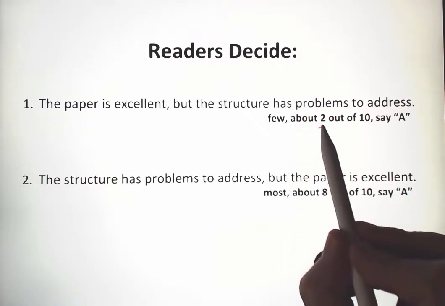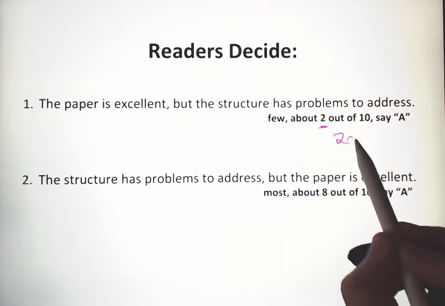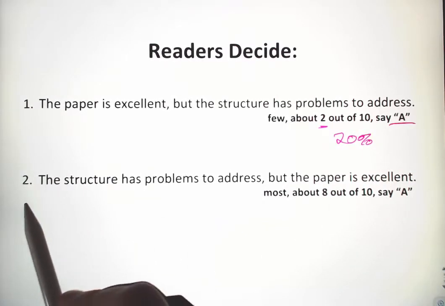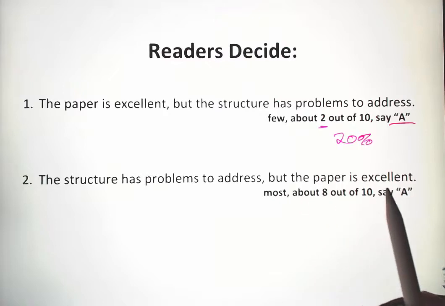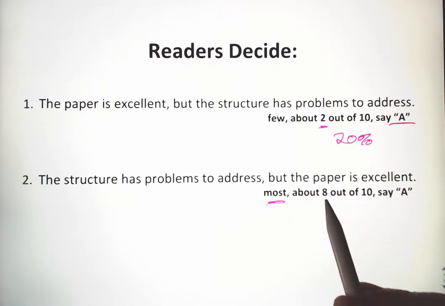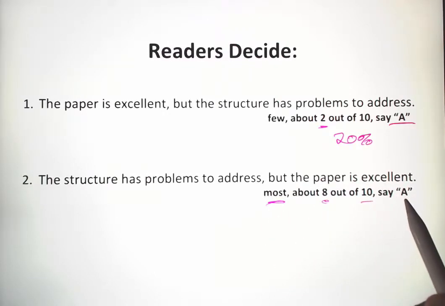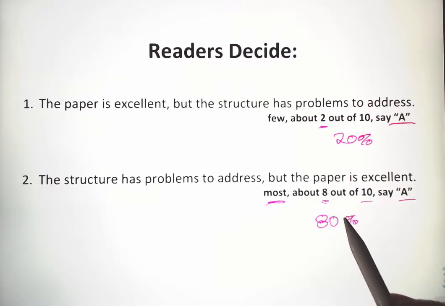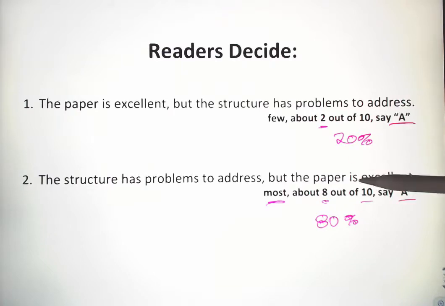Relatively few, about 2 individuals out of 10, 20%, say this paper gets an A. The structure has problems to address, but the paper is excellent. Most, about 8 out of 10, say this one gets an A, about 80%. Doesn't matter what the audience is, I get about the same number. When I look at the different audiences, most of the time, it's somewhere around 80%.